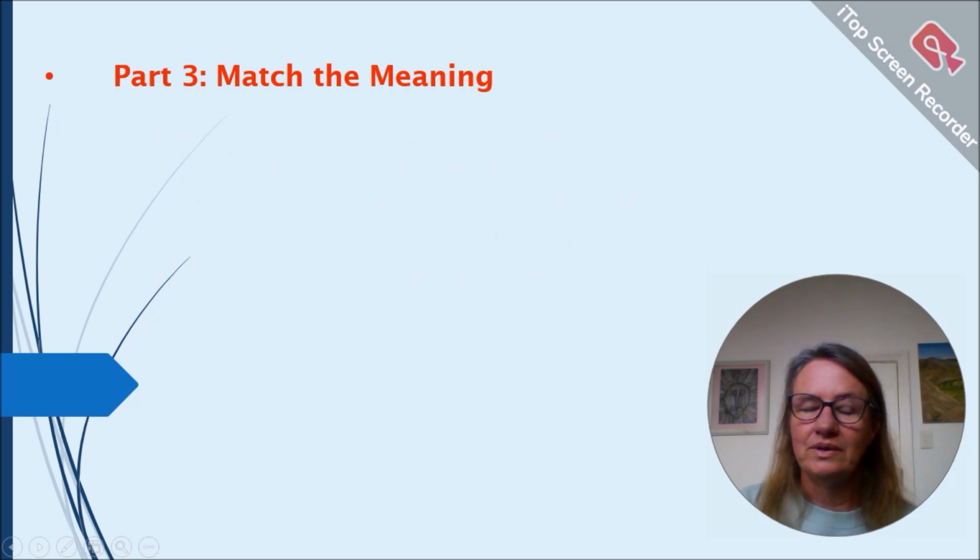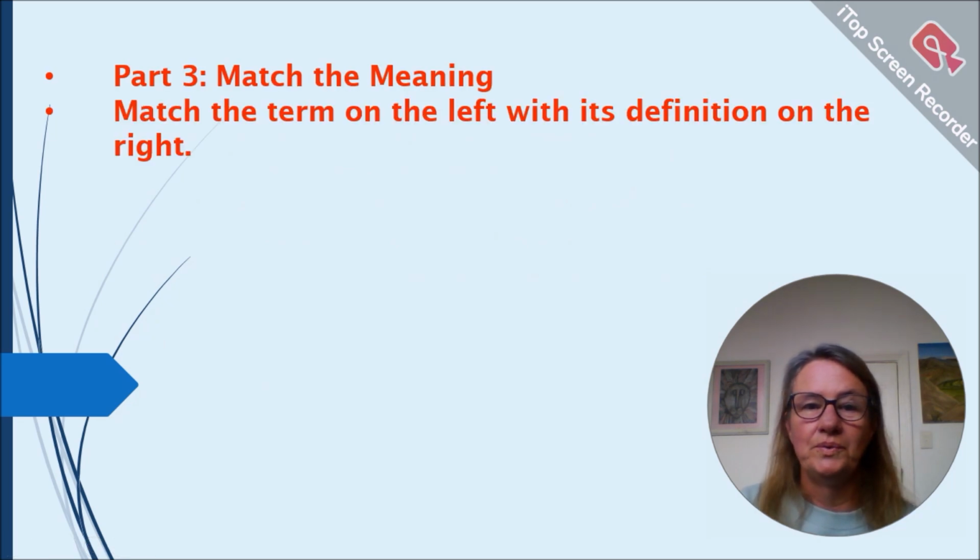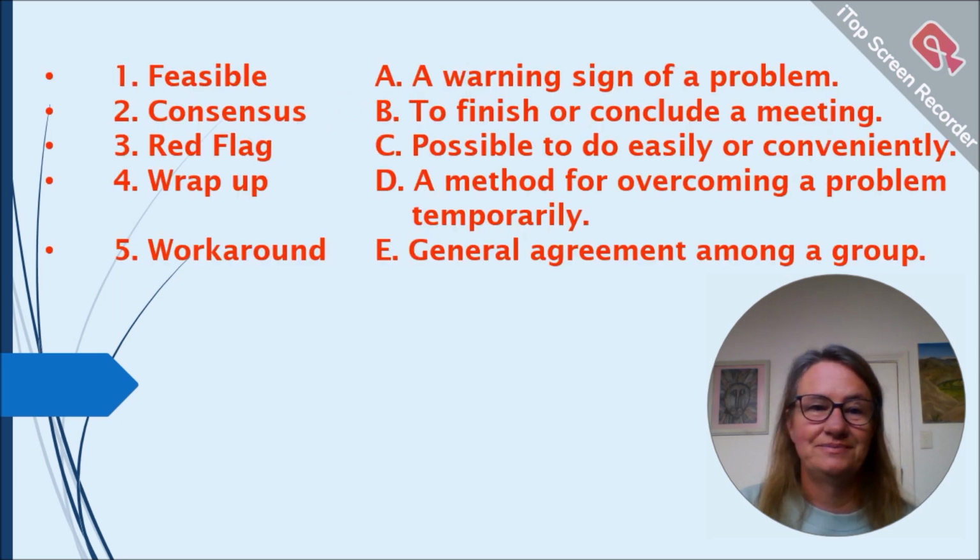Next up, we're going to match the meaning. We will have a term on the left and a definition on the right. So I'll give you a moment here to look through them, and then I will let you know the correct answers. So first we have feasible, consensus, red flag, wrap up, and work around. So to match means they are not in order, you need to choose.